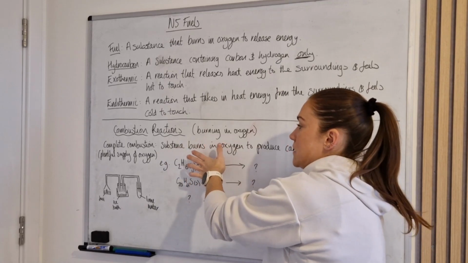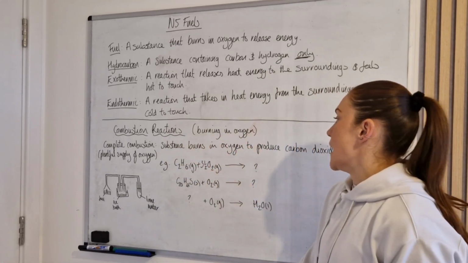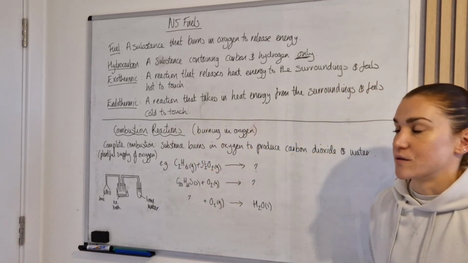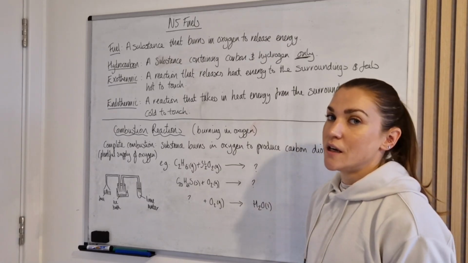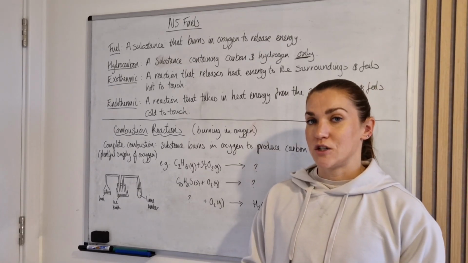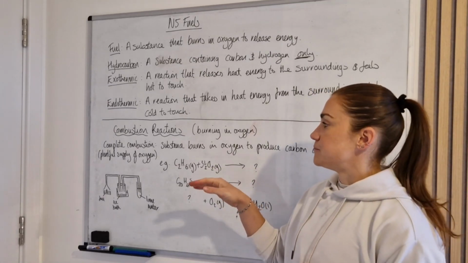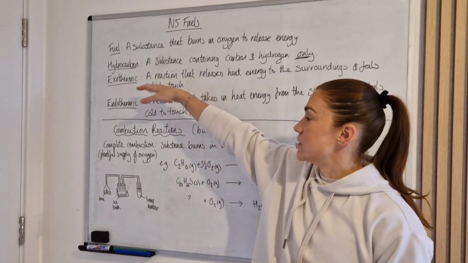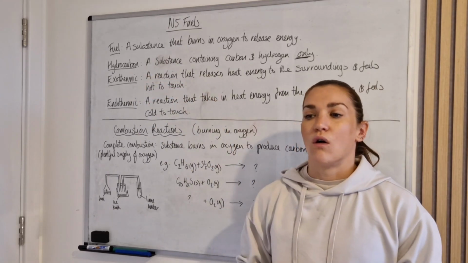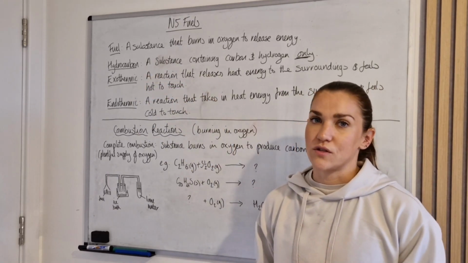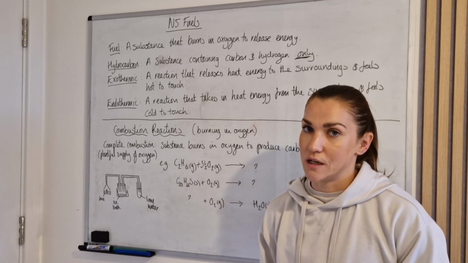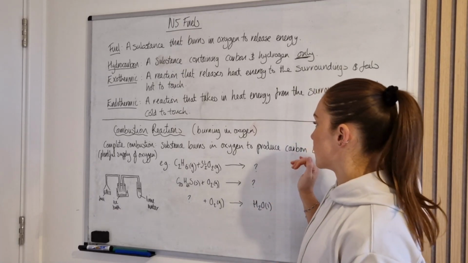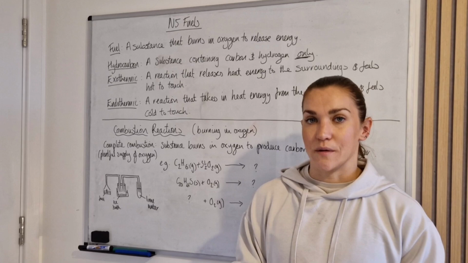Complete combustion is when the substance burns in oxygen and the products are carbon dioxide and water. So that's the key products of complete combustion. However, this is only if you burn a hydrocarbon, so something with carbon and hydrogen, or say an alcohol that's got carbon, hydrogen and oxygen in it. Those are the products you tend to look for when you're looking to see if a reaction's a combustion one.